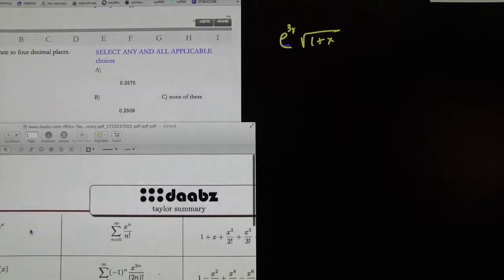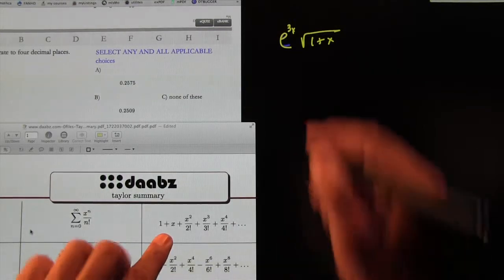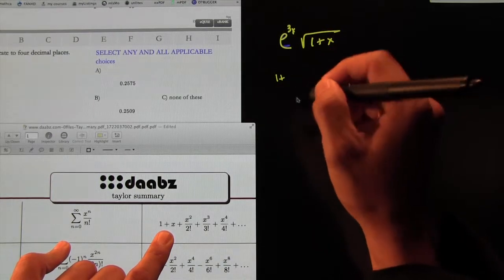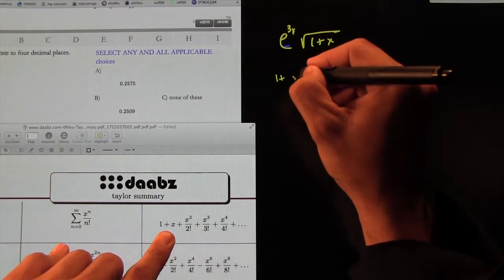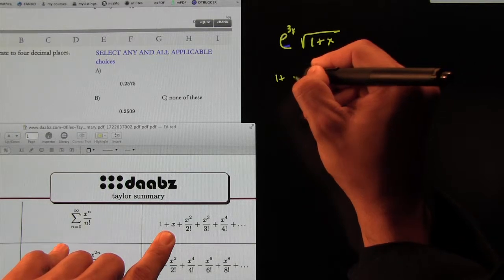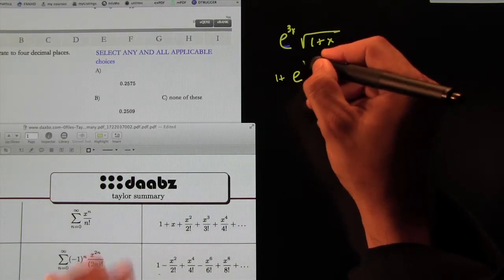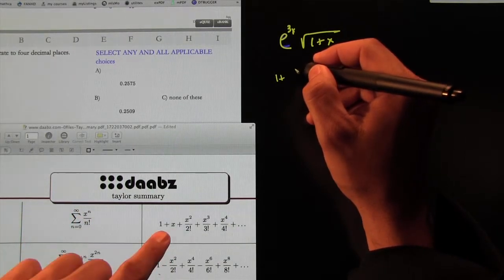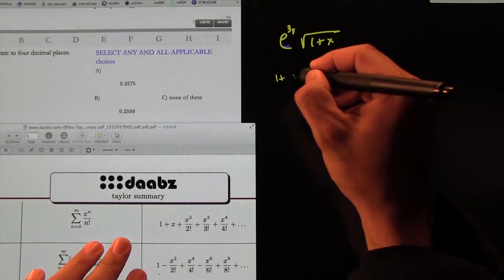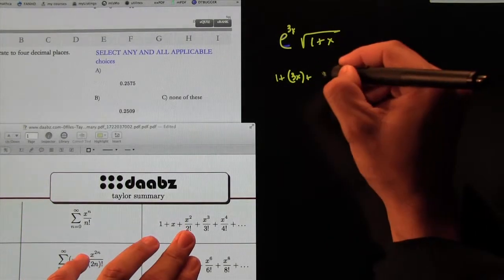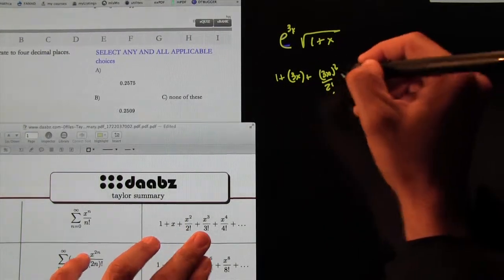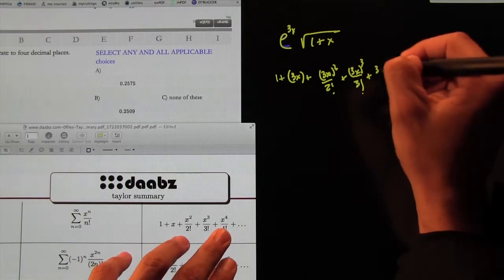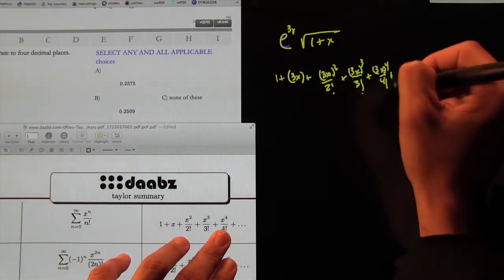You have e to the x. We have an expansion for e to the x. Sorry, I'm spacing out. So e to the x is equal to 1 plus x plus x squared over 2 factorial, and so on. So therefore e to the 3x would be 1 plus 3x plus 3x squared over 2 factorial plus 3x to the third over 3 factorial plus 3x to the fourth over 4 factorial, and so on and so forth.